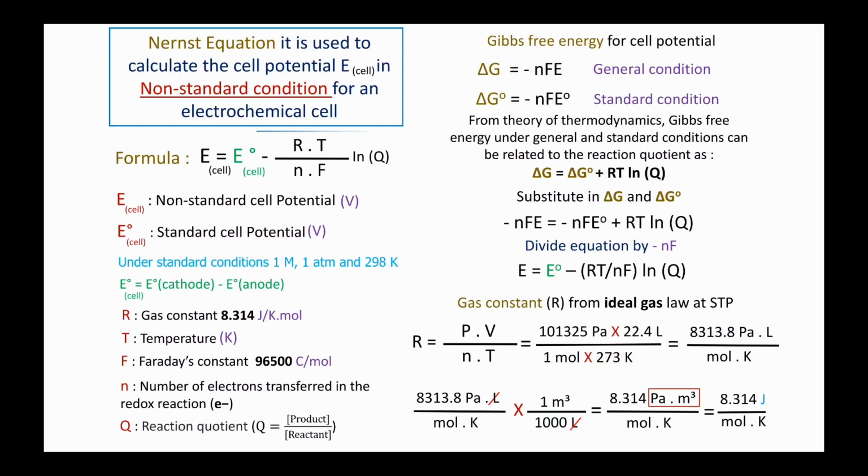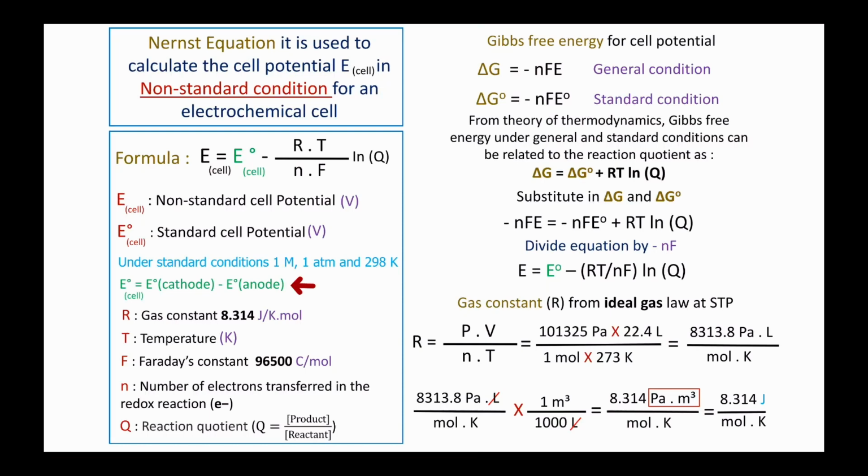Nernst equation is an equation used to calculate the cell potential E cell under non-standard conditions for an electrochemical cell. The general formula for the Nernst equation is this. Here we have E cell, which is the non-standard cell potential, and E naught cell, the standard cell potential. Both we calculate in volts. Standard cell potential means standard conditions: 1 molar for concentration, 1 atm for pressure, and 298 Kelvin for temperature. E naught cell can be calculated using this formula: E naught cathode minus E naught anode. R is the gas constant, T is temperature in Kelvin, F is Faraday's constant, n is the number of electrons transferred in the redox reaction, and Q is the reaction quotient, which is the concentration of products over the concentration of reactants.